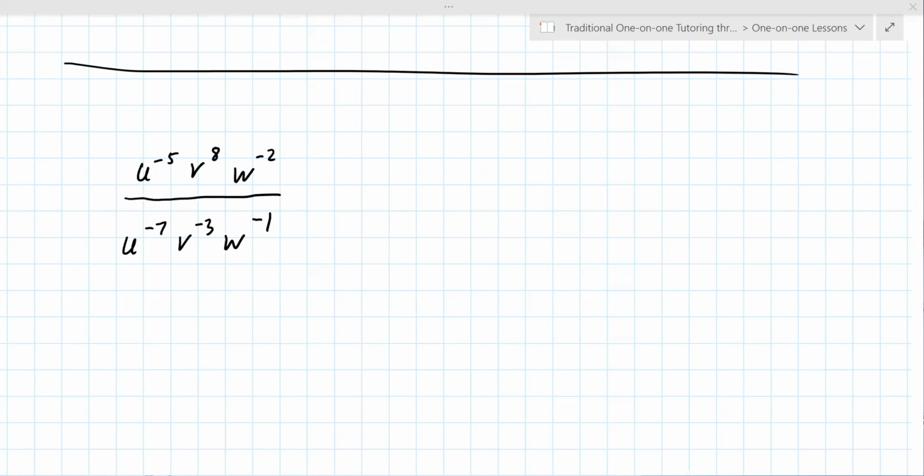I got u to the power of 2 and v to the power of 11, and then w to the power of 1. Where is that? Is that in the top or the bottom? The bottom.